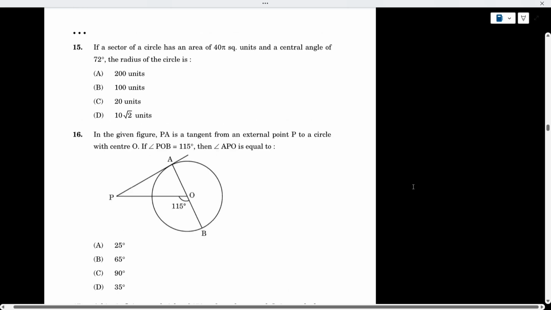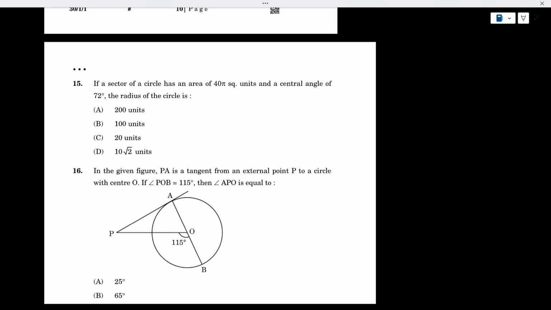Question number 15 here. Now what does it say? If a sector of a circle has an area of 40 pi square units and central angle is 72 degrees, find its radius. Now it's nothing but the sector area, right? This is the area of the sector, which is given as 40 pi, right? So first you mark it here. The angle is 72 degrees. I need to find out the radius. And what is the formula? You know that the area of a sector is theta by 360 times pi r square, because it's a part of the area of the circle, which is pi r square, equals 40 pi.